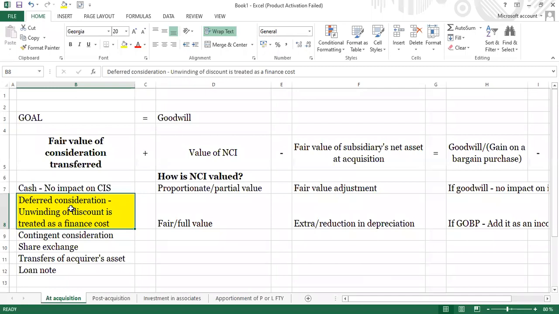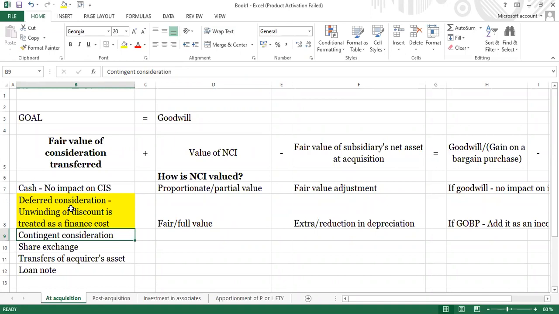I don't want to go too deep into this because I believe justice has been done to this by Mr. Muyiwa. So once you stumble on a deferred consideration, be rest assured that you have something that will impact your profit or loss account through finance costs. We'll use questions to demonstrate this. This is just a preliminary understanding. The next ingredient or form of consideration transferred is contingent consideration.